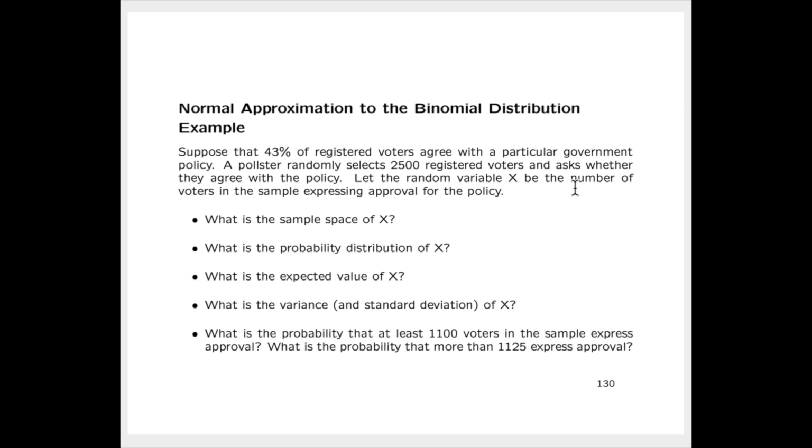Now, we looked at the following questions when we looked at this previously. What is the sample space of x? What is the probability distribution of x? What is the expected value of x? And what is the variance and standard deviation of x? And also, we looked at various probabilities. What is the probability that at least 1,100 voters in the sample express approval? And what is the probability that more than 1,125 express approval?